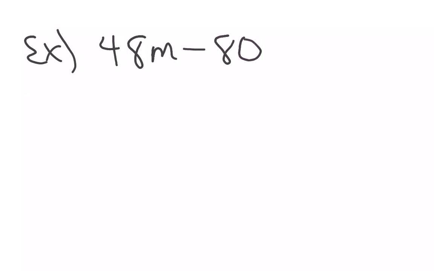Last example. We want to factor 48m minus 80n. So we look at our coefficients first, 48 and 80, and then we will look at our variables m and n and see if we can do anything there. So we've got to think these are bigger numbers, but we've got to think what's the biggest thing that I can pull out of 48 and 80.